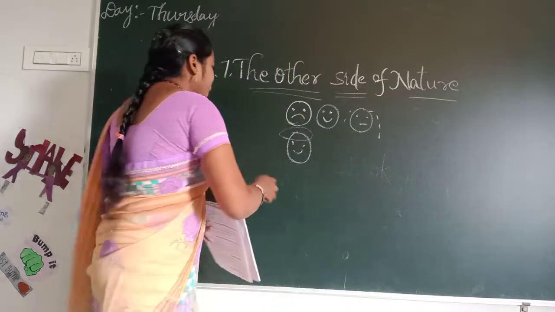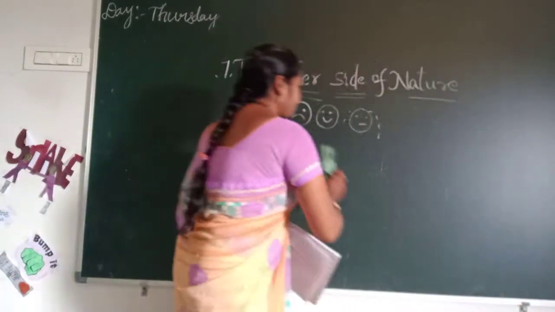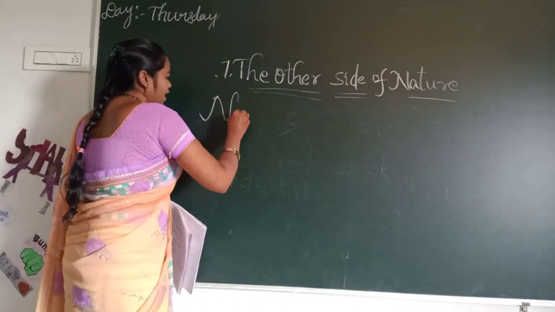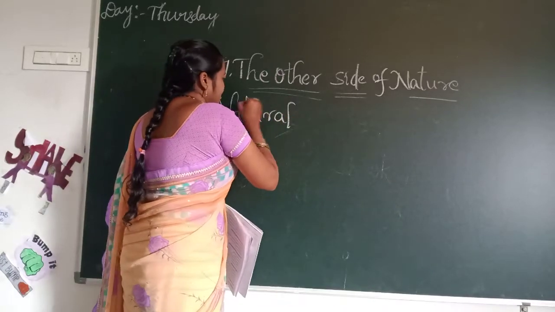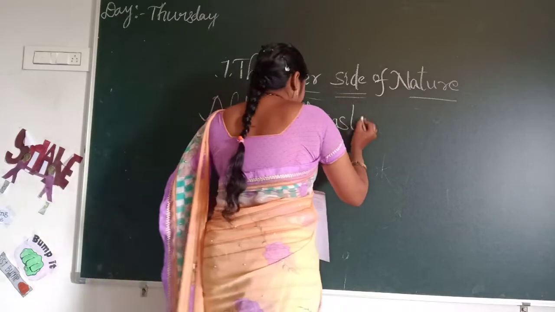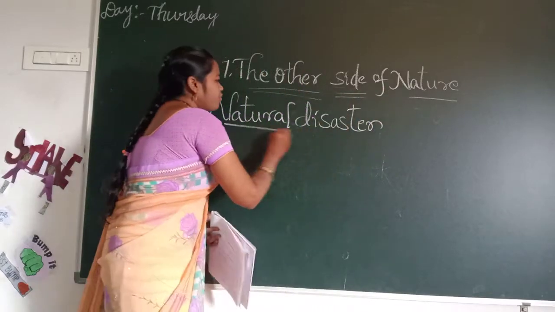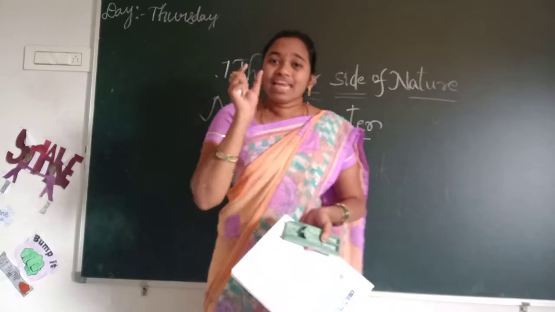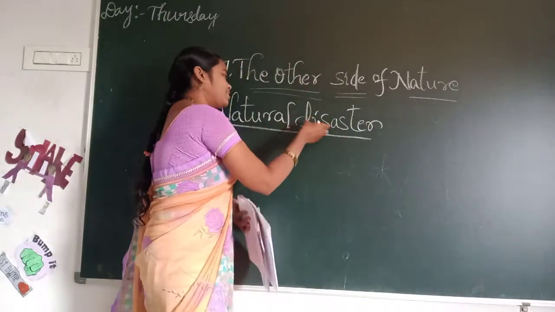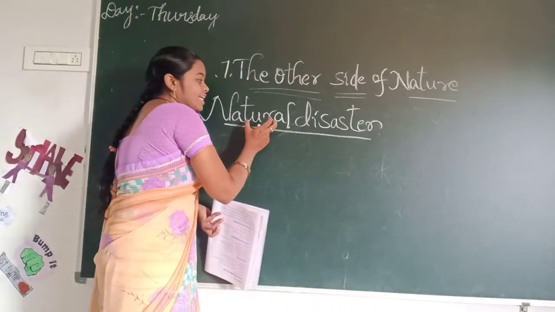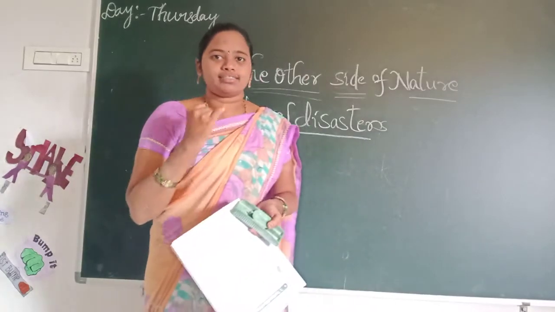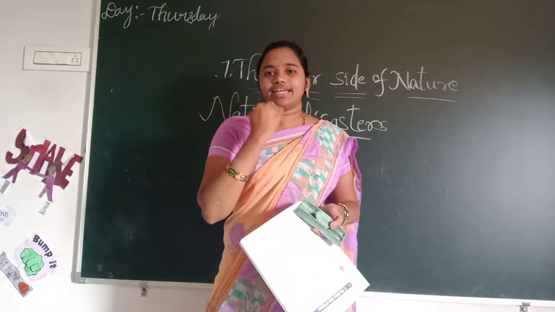Natural disaster. Do you know, children, what is a disaster? The damage of your life or a property is known as a disaster. So if the disaster is caused by nature, we call it a natural disaster. Do you know natural disasters? Floods, cyclones, earthquakes and tsunamis.